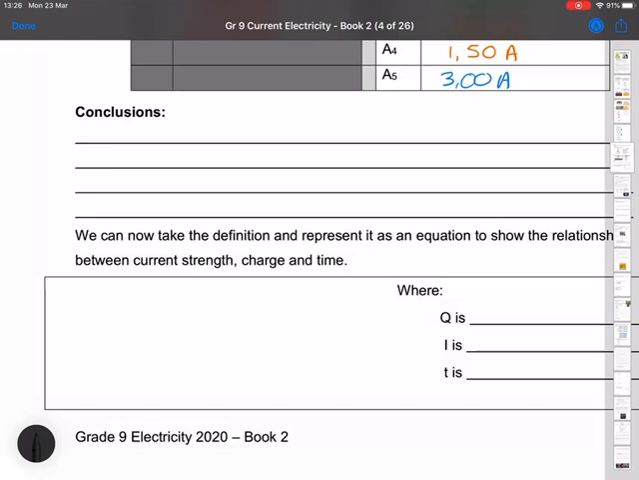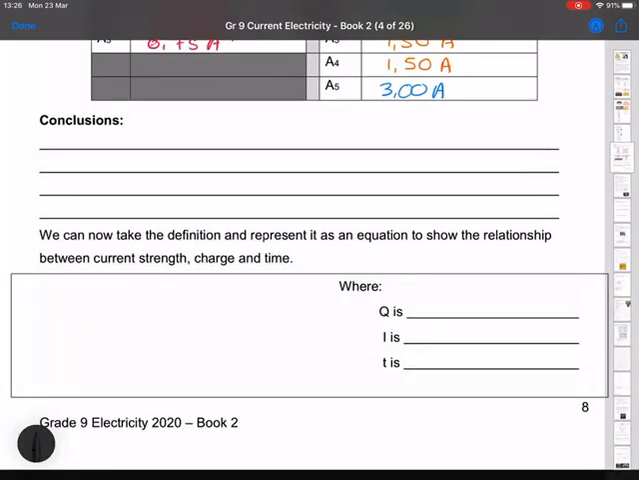So the conclusions were done in the last video. Current is the same at any point in a series circuit, and current is split or divided between the branches of a parallel circuit. Now we're going to have a look at the relationship between current strength, charge and time.